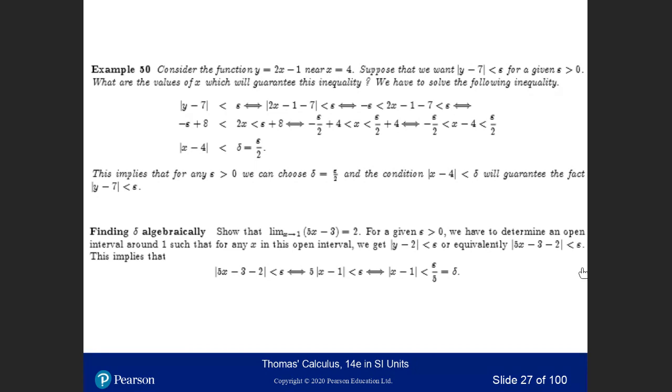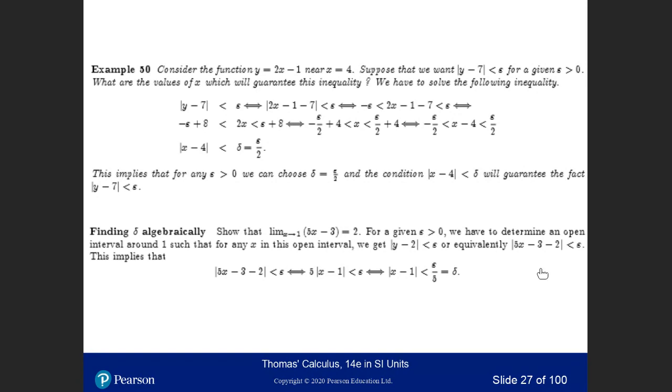Let's give another example that's sort of similar. Our function is 5x minus 3, and we are going to look at the limit as x approaches 1. It's obvious that this is equal to 2. But still, if you're asked to prove that, for each epsilon given, you have to find a delta, which is a function of epsilon, so that whenever x is in this interval, this must hold: the absolute value of f of x minus L must be less than epsilon.